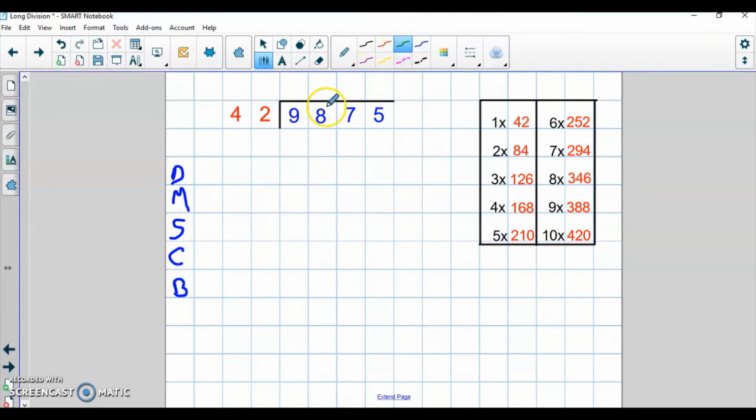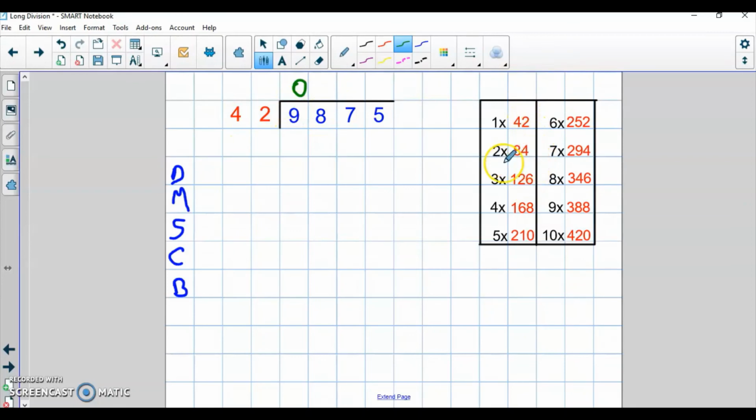Okay, so let's begin over here. I know that 9 won't divide into 40, so I can't put this into a group of 42. It's never going to happen, so I'm going to look at my 2 digits starting here. So I'm looking at 98 here, 98 hundreds I've got. I'm dividing that into groups of 42.